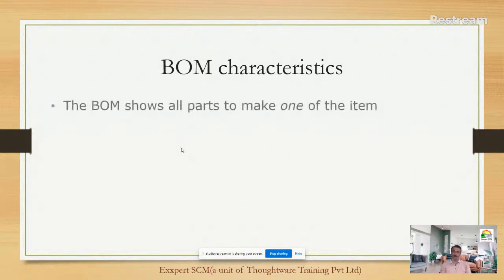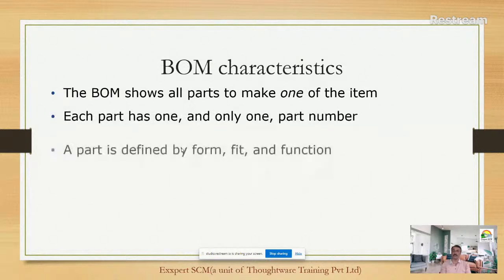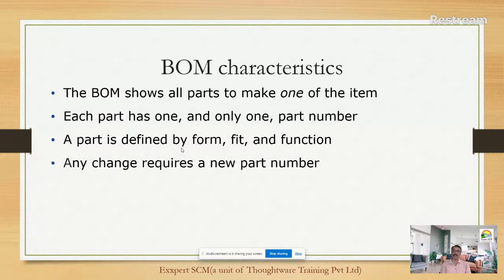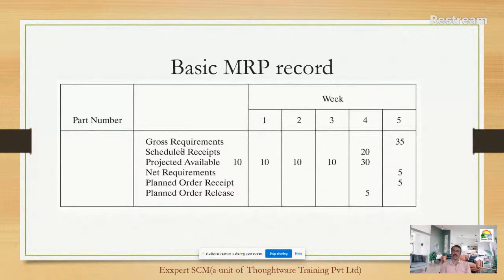Coming to BOM characteristics, it is a collection of items which is required to make the final product. So here you will see the list of items along with the quantity required. This is one of the essential inputs for our MRP. If you see the basic MRP record, this is also called a grid. In most ERP systems, you will see this type of grid being used for material planning. Even if you have thousands of components, each component will have this grid.